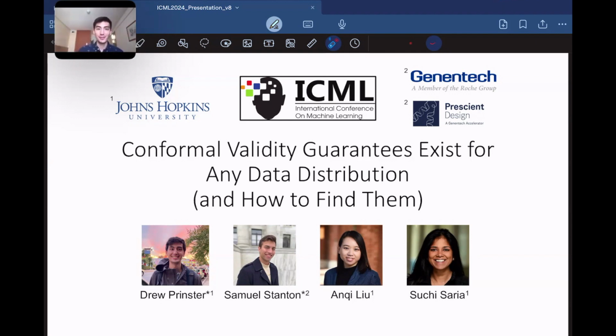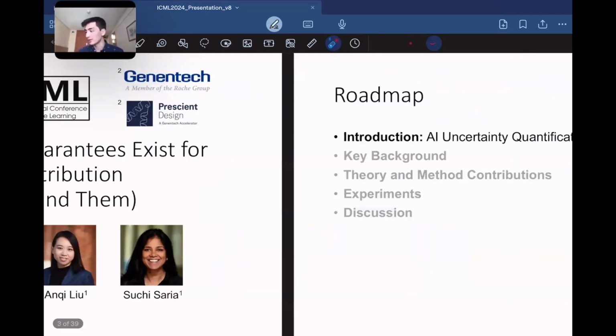Hi, everyone. My name is Drew Prinster, and today I'm very happy to share with you our work, Conformal Validity Guarantees Exist for Any Data Distribution and How to Find Them. This is a paper at ICML 2024, and it's joint work with Samuel Stanton, Angie Liu, and Suchi Saria.